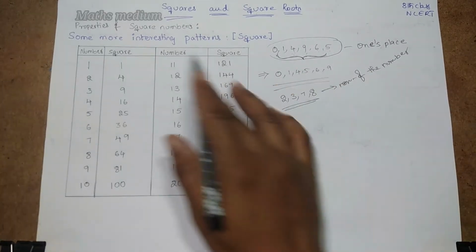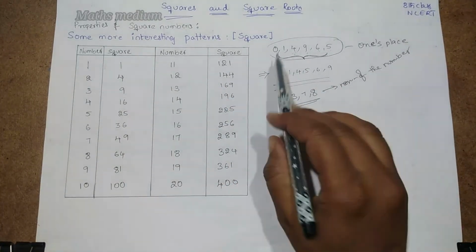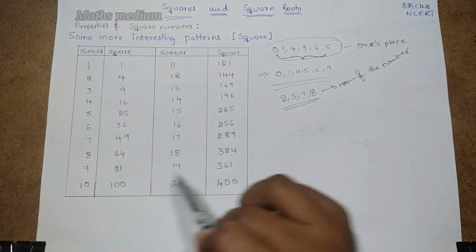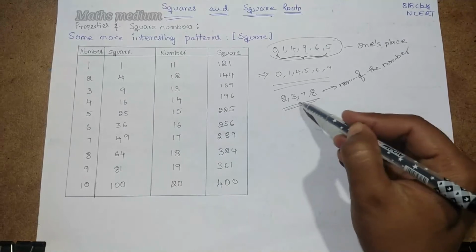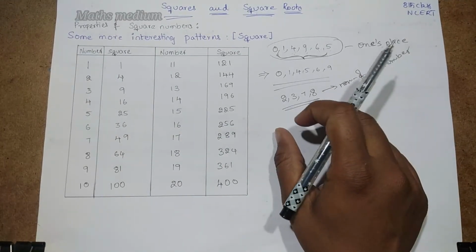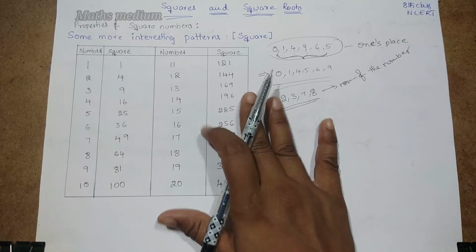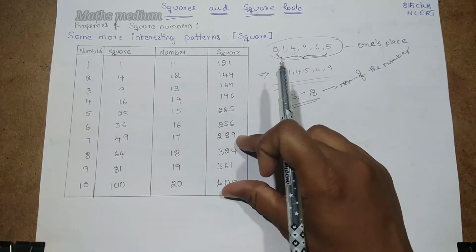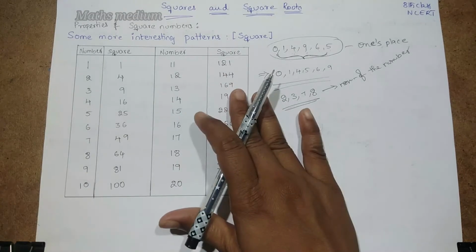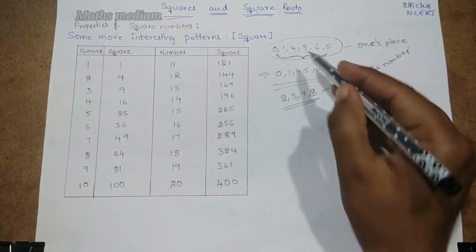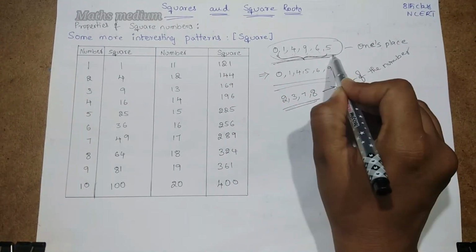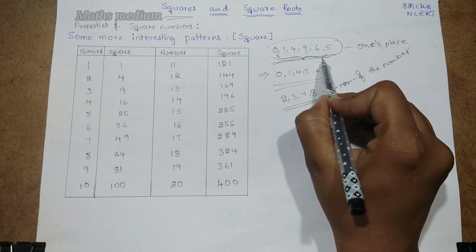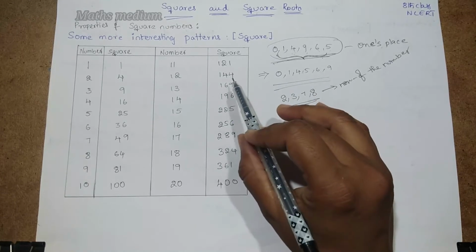Because if you observe these patterns, we get only 0, 1, 4, 9, 6, 5 at the ones place. But no square gets 2, 3, 7, 8 as a ones place. So this is the best property of square numbers. By observing the ones place, we can estimate whether it is a perfect square. That means if these 6 digits are in the ones place, then we can find the square number easily.